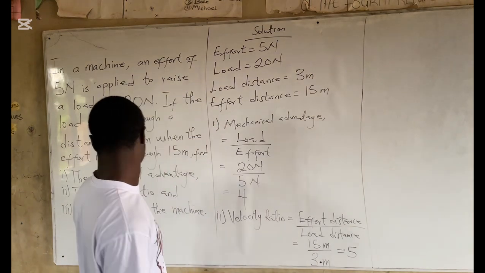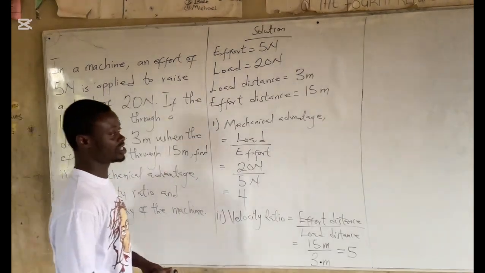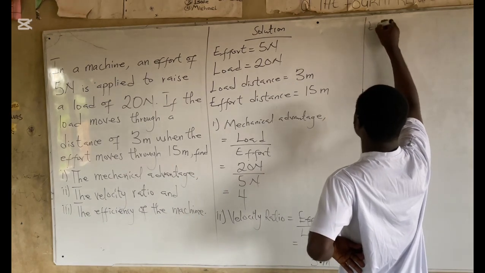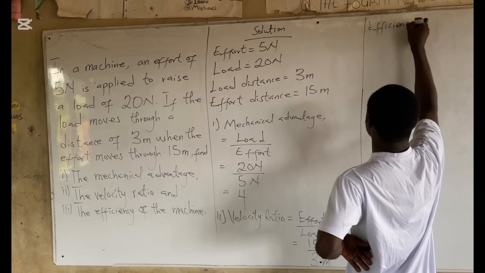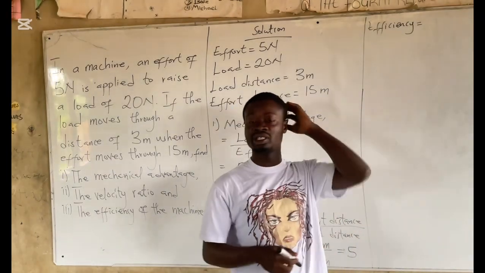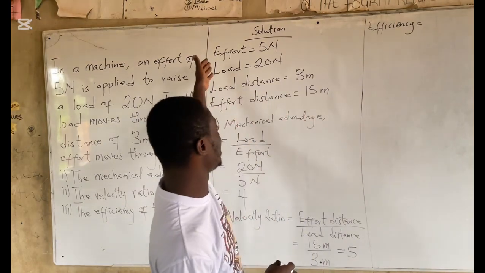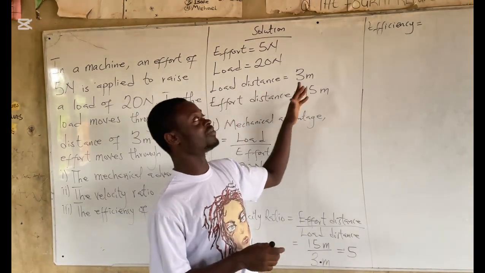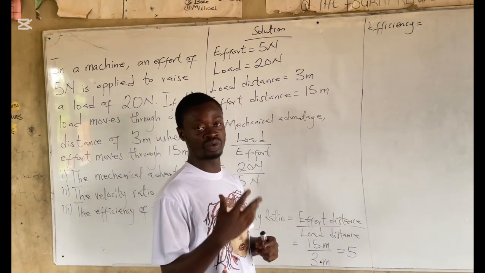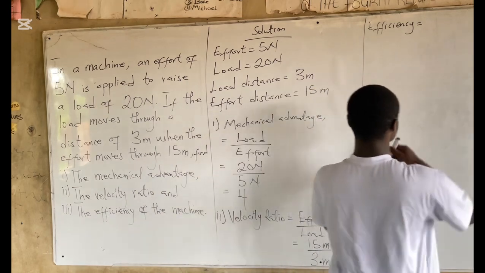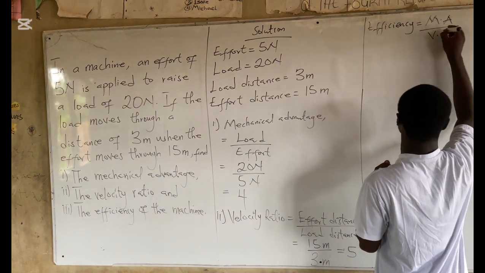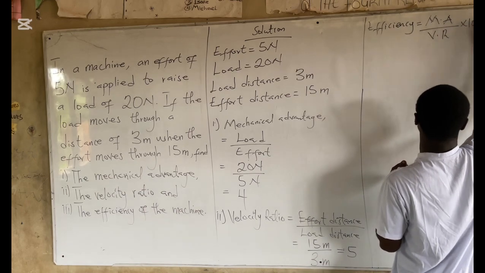And then the last one, the efficiency of the machine. Okay, so we have different formulas we can use to calculate efficiency, but based on the values that we are having here, the right formula we can use for efficiency is mechanical advantage divided by the velocity ratio times 100%. So efficiency equals mechanical advantage over velocity ratio times 100%.